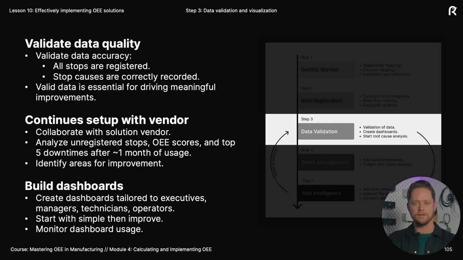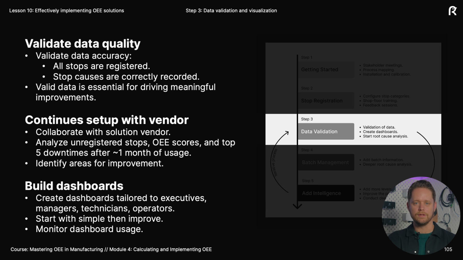Step 3 in this process is around data validation and visualization. Ensuring the integrity of the data that you gather is crucial. The activities in this stage focus on validating and then making sense of the data. So first, around validating data quality. It's important to regularly check data to ensure accuracy.